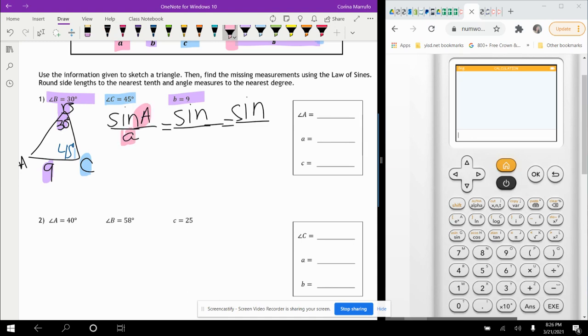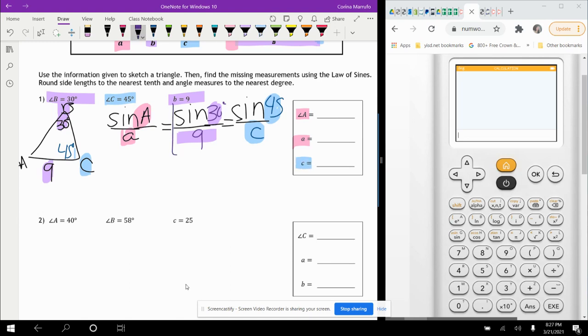That's what we're looking for. If you notice here, we have big A and little a is what we're looking for. Then the next one, we have big B and little b. We know that big B is 30 degrees because that's what they gave us, and we know little b is 9. And the last sine is for C, so we have big C and little c. Big C we know is 45, little c we don't know, that's what we're looking for, so I'm going to leave it as little c. As you can see, they do want us to find little c as well.